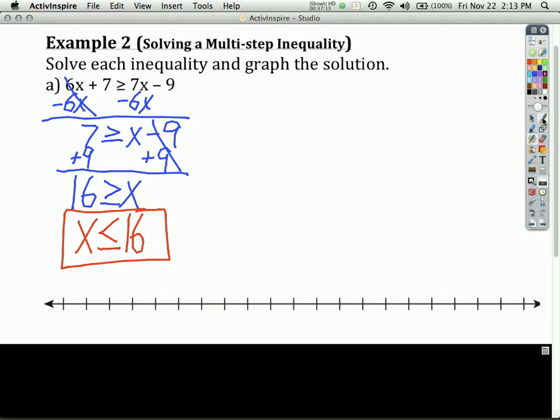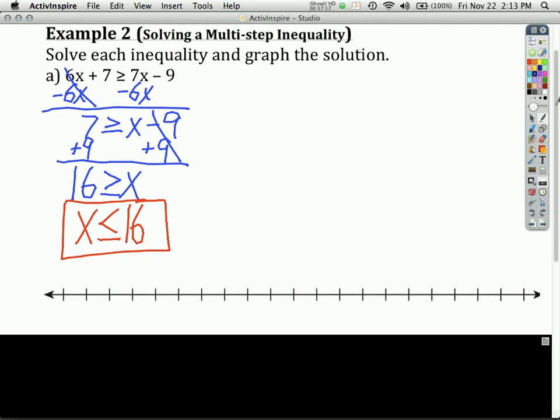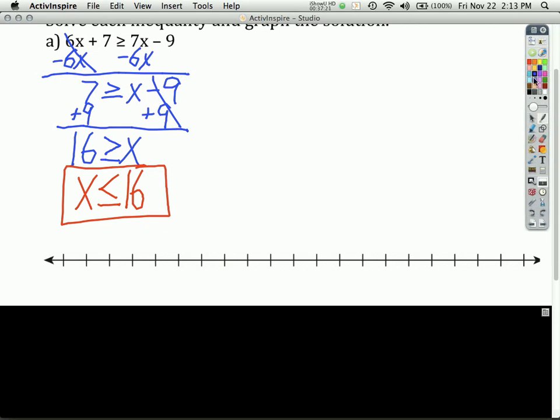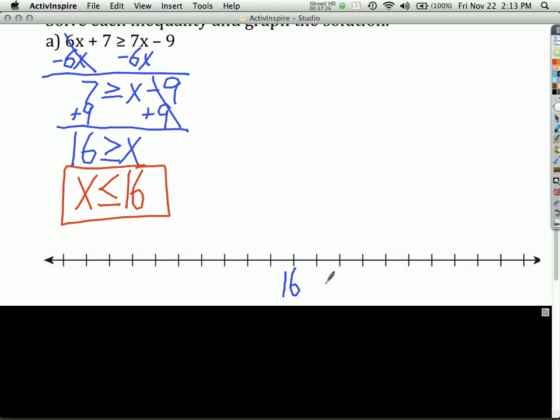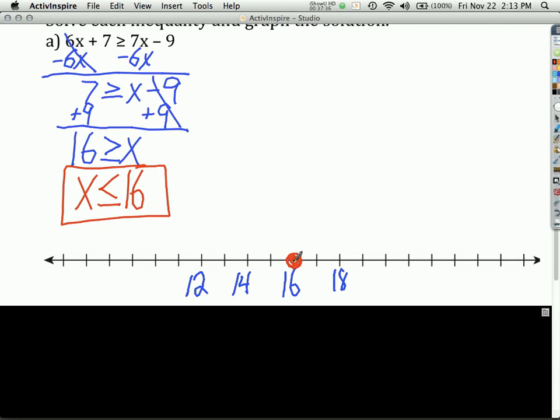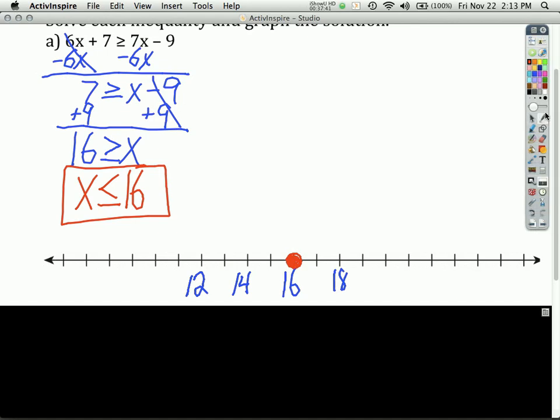Okay, so now we need to graph x is less than or equal to 16, and graphing is going to go very quickly. I'm not going to really spend any time on it. I'm just going to do it. You're going to do it along with me. 16 will go somewhere in the middle, 17, 18, 15, 14, 13, 12. We already know it's a filled in dot, filled in circle, and we already know which way to graph because we're using that little trick.